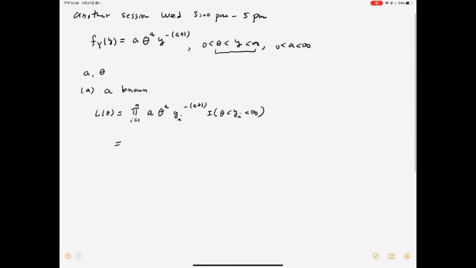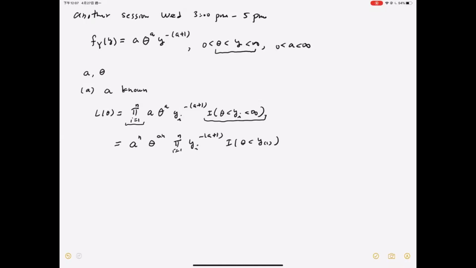I think you should know where I'm going right now. You have a^n theta^(an) here. Then you have a consecutive product, which doesn't give you anywhere to go; you could just write it. Most importantly, you deal with this indicator right here. In a consecutive product of indicators, you always write: as long as my minimum y1 is bigger than theta, then I cover everything about the consecutive product.